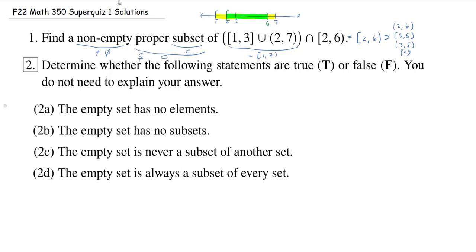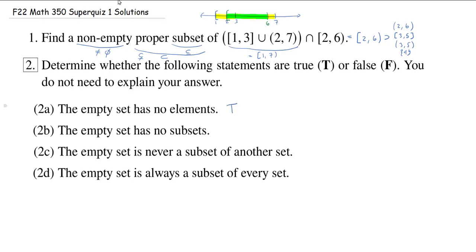In problem 2, we have true-false statements. Nice. And they're all about the empty set. So let's see. The first one says the empty set has no elements. Well, that's absolutely true. That's what defines the empty set. It's the set with no elements. So that's good. That's a true statement.